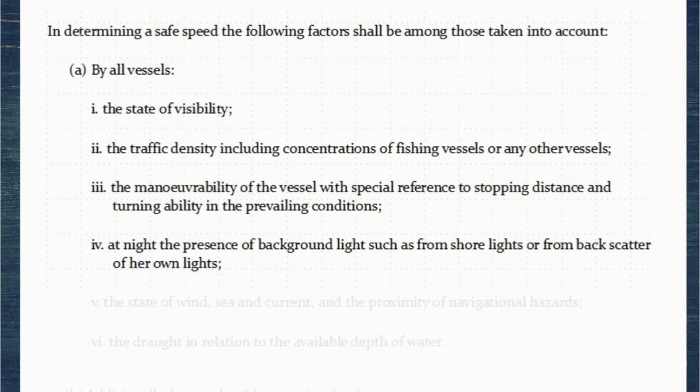The state of the wind, sea and current, and the proximity of navigational hazards. If you're in a heavy sea, you're going to want to be slower just to be able to keep your vessel safe and avoid damage.